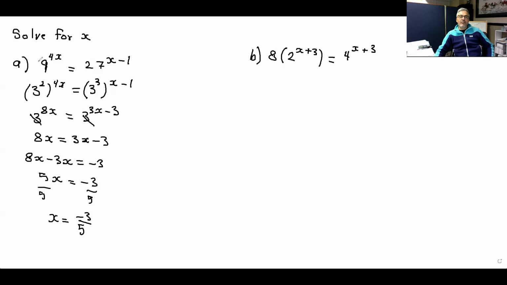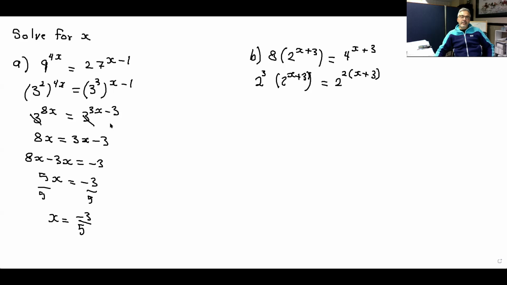So what we looked for here is a common base. And you notice that 9 could be expressed as 3 squared and 27 could be expressed as 3 cubed. You have to look for the same thing here. The 8, I could express as 2 cubed, and this is still 2 to the power of x plus 3. Equals, and this 4, I could express it as 2 squared, and then I still have the x plus 3 right here.